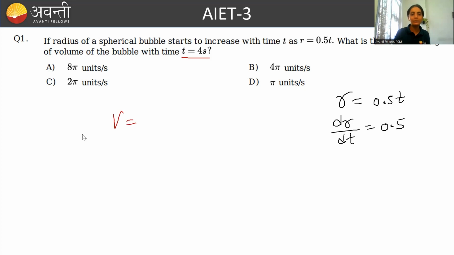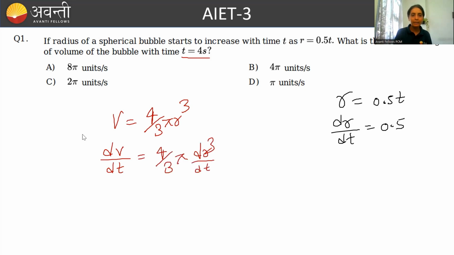Since this is a spherical ball, volume will be 4 by 3 pi r cube, right? So rate of change of volume means dV by dt equal to 4 by 3 pi d(r cube) by dt. And if you solve it, it will come as 4 by 3 pi into 3r square, then dr by dt. And the dr by dt value we already know, that is 0.5. So put the value, you will get the answer. 3 will get cancelled. So this is 4 pi into r square.